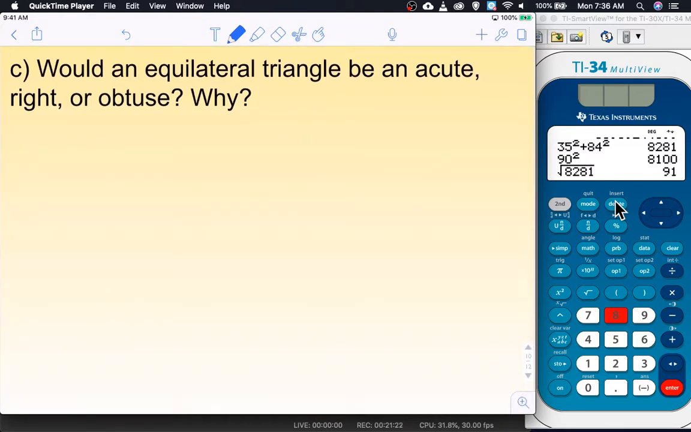Letter C. Would an equilateral triangle be an acute, right, or obtuse triangle? Well, equilateral means equal sides. So if I had a triangle with equal sides, 5, 5, 5, all the sides have to be the same. Would this be right, acute, or obtuse?